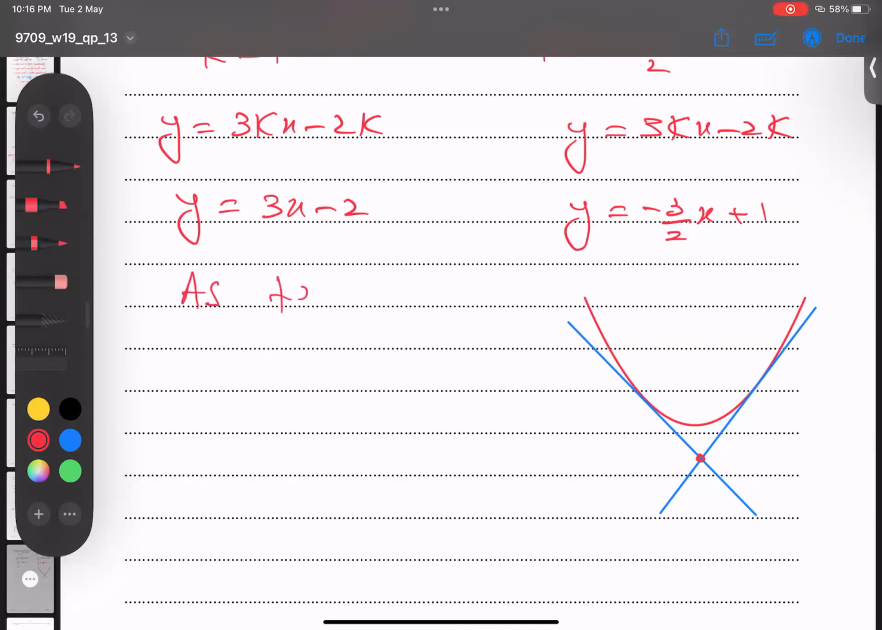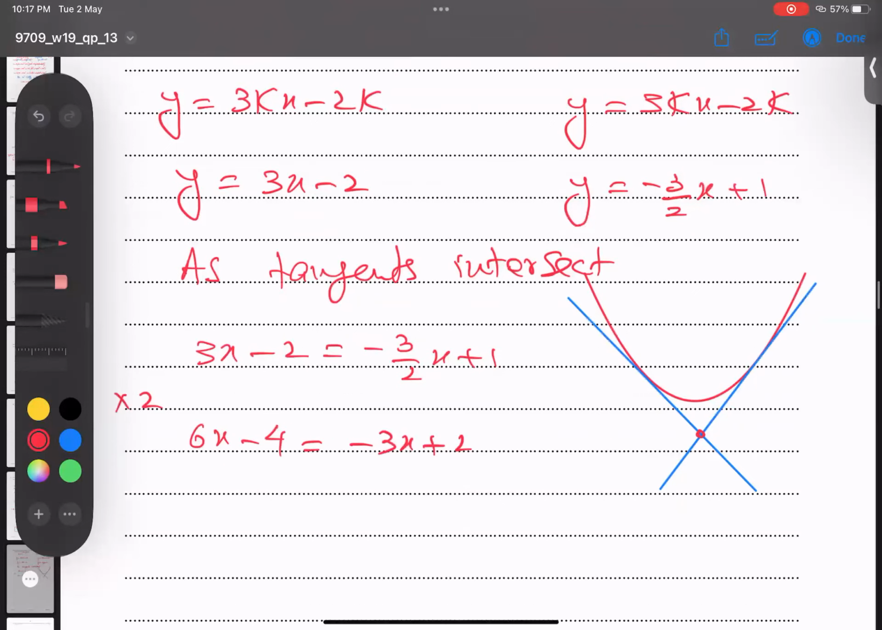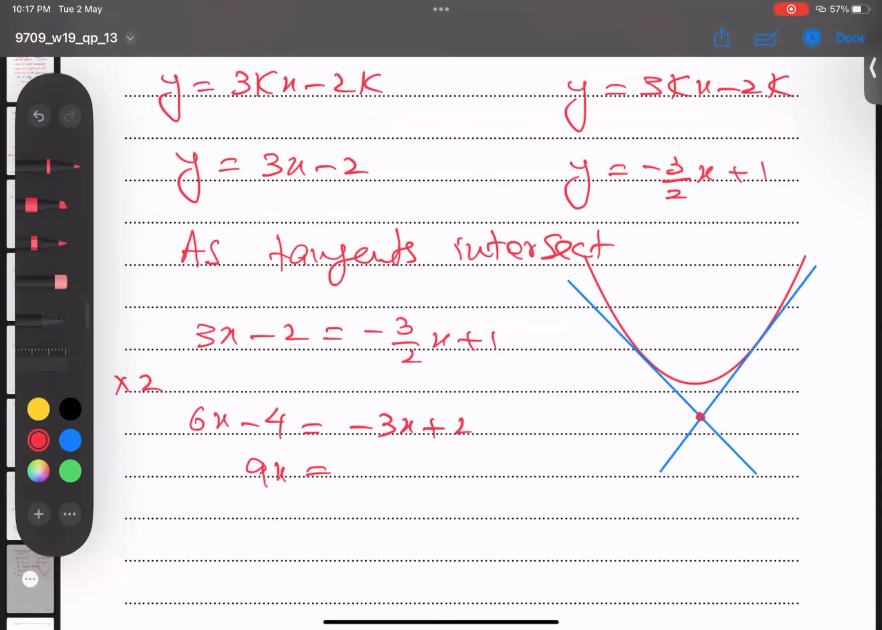As tangents intersect, put y equal to each other. So 3x minus 2 equals minus 3 by 2 x plus 1. Multiply the whole equation by 2. I get 9x equal to 6. So x becomes 6 by 9, or 2 by 3.